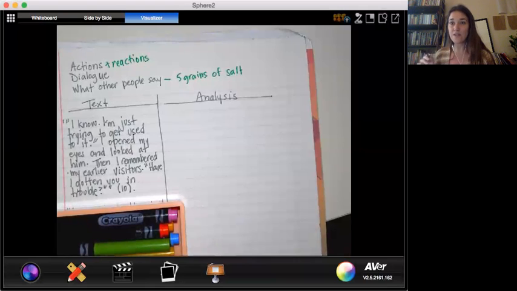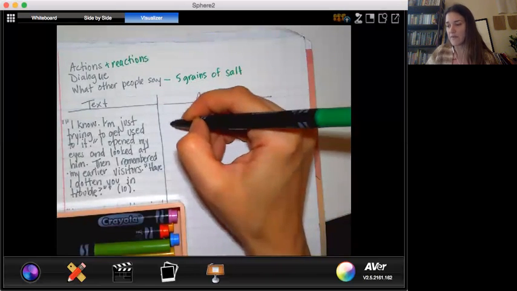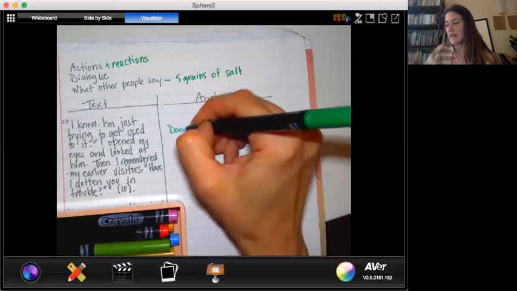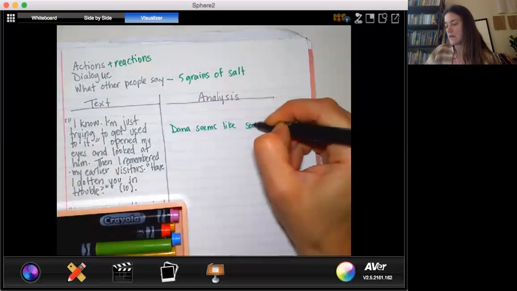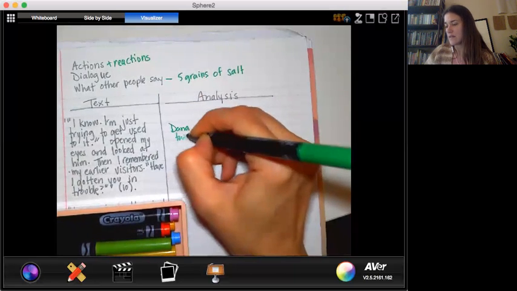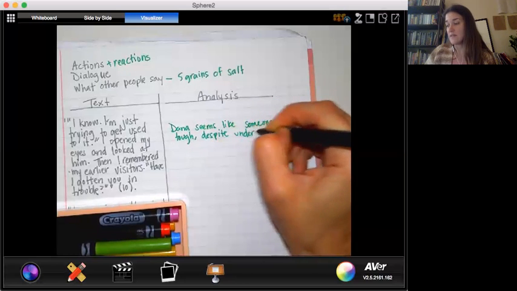I just think it's so interesting that she's lost a chunk of her arm and she doesn't seem to be freaked out about that. That isn't what freaks her out. She's like, I'll get used to it. It's weird, but I'll get used to it. Are you in trouble? So it seems like she's really tough. So Dana seems like someone tough, right? Despite undergoing a serious injury.